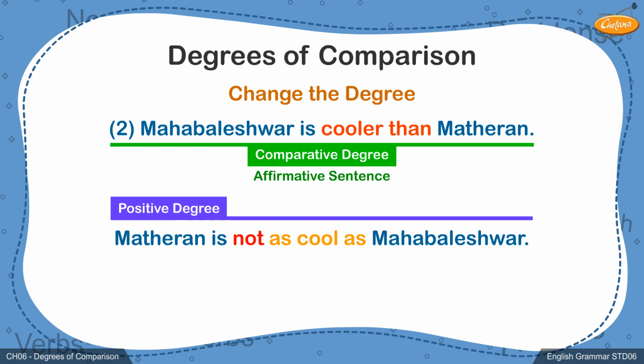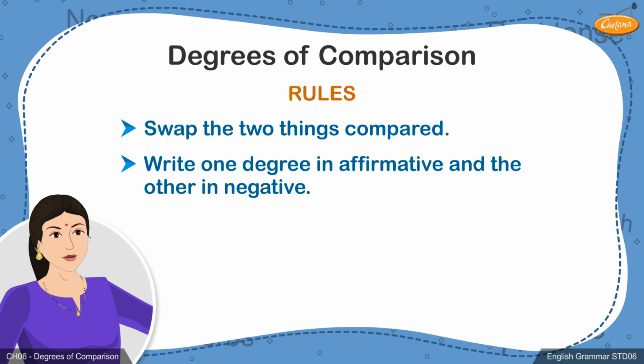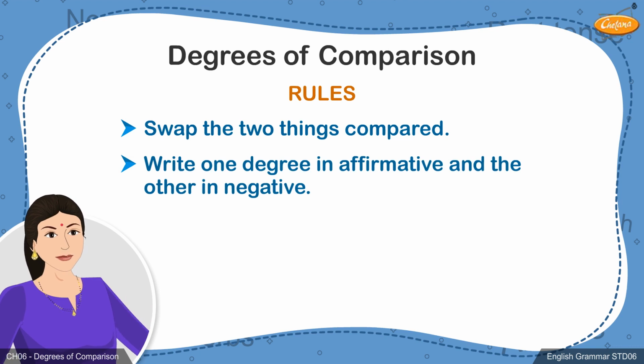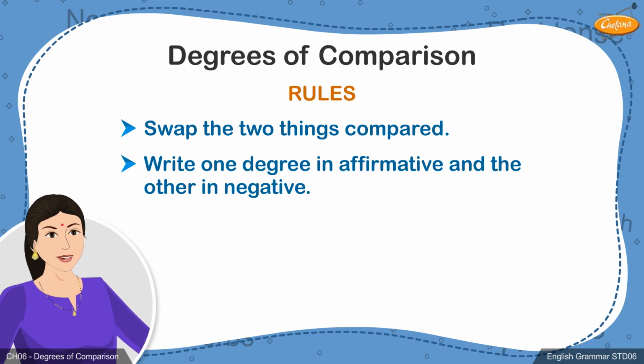You can follow this method for sentences that only compare two things. Swap the two things, people, places. Write one degree in affirmative and the other in negative. Now that you have understood the concept of identifying and changing the degrees, you can now solve similar sentences that have been given in the assignment section.